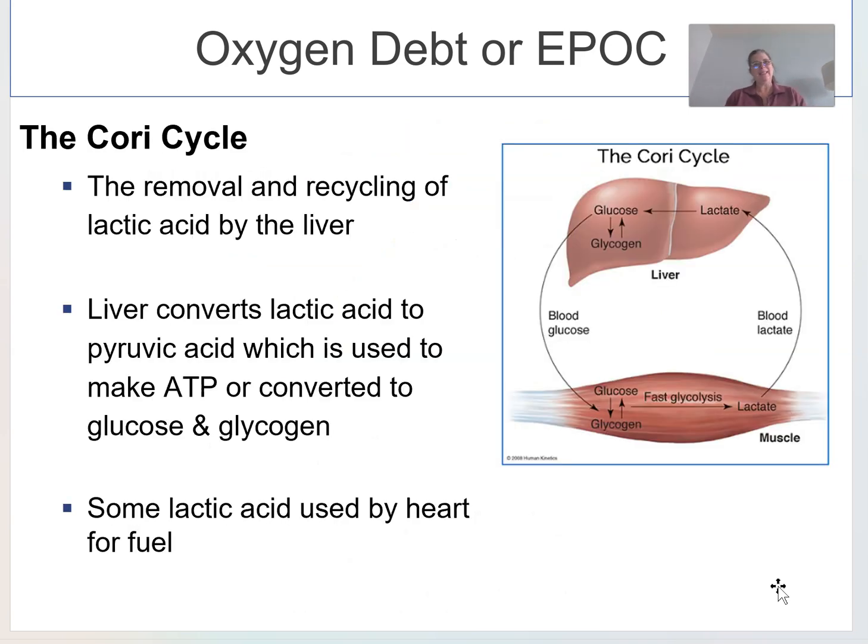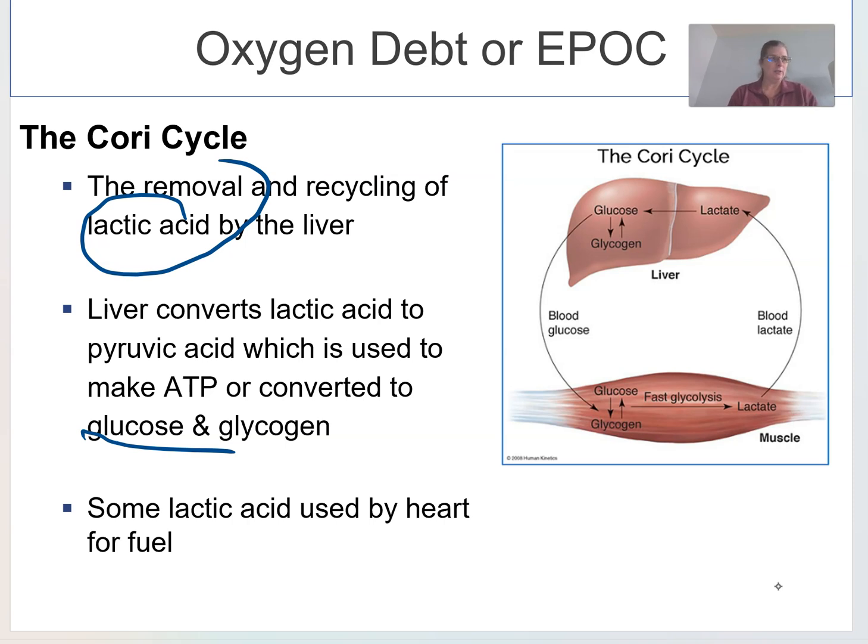Just a side note, I'm not going to ask you about the Cori cycle, but all that lactic acid gets converted back into glucose. It goes into pyruvic acid and then gets converted into glucose. Now, lactic acid isn't all bad. Your heart uses it, and we convert it to glucose. It is not what makes us sore. It does not make us sore two days after the activity. Those are the micro traumas that occur.